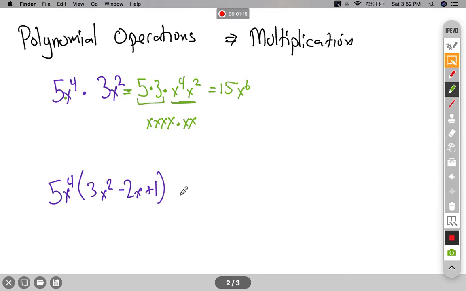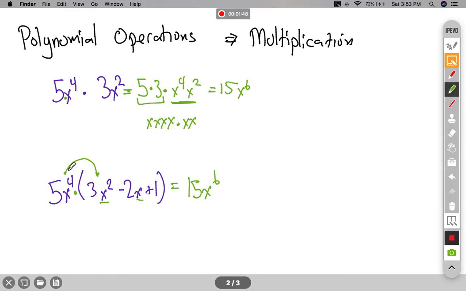The other big skill involved comes down here where we're talking about distributing. I have an expression inside the parentheses. We all know, first we do inside the parentheses, but these are not like terms. So I cannot do anything inside here if I don't know what x is. So I have this 5x to the fourth outside. I'm going to distribute. I'm going to share it evenly. So I take 5x to the fourth times 3x squared. I already know what that is. That is my 15x to the 6th power.